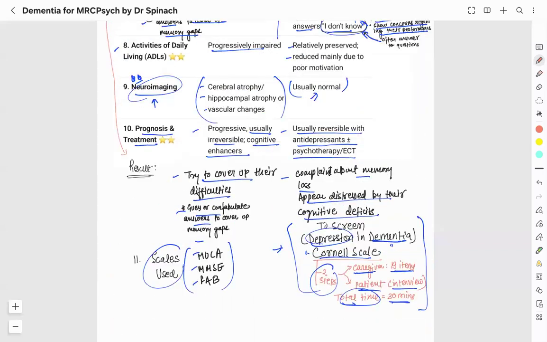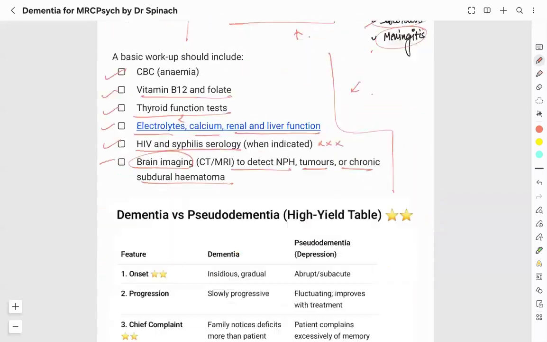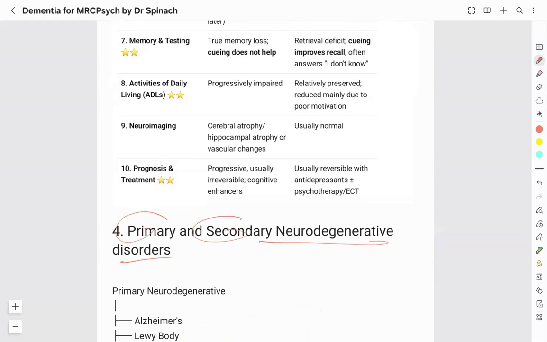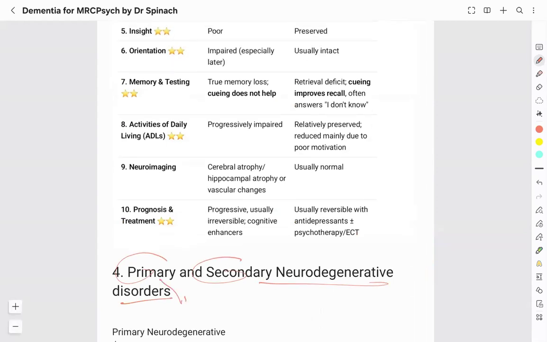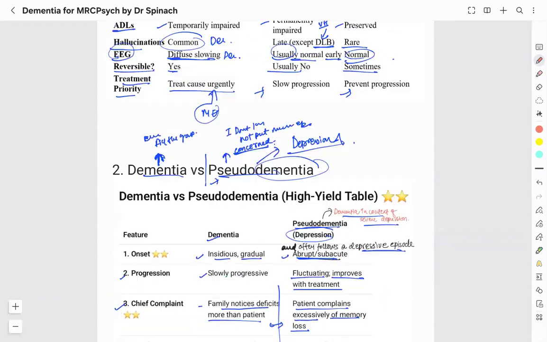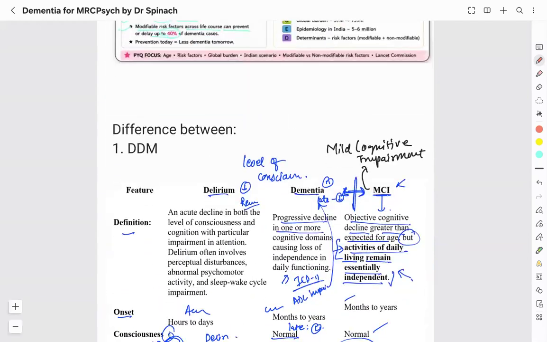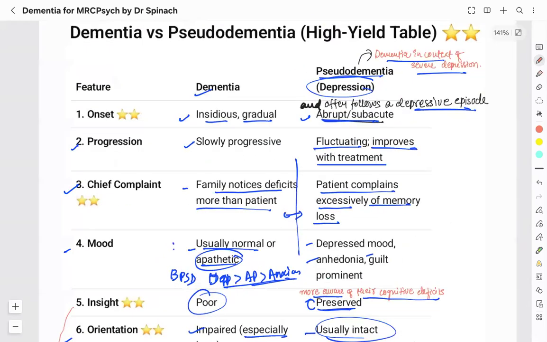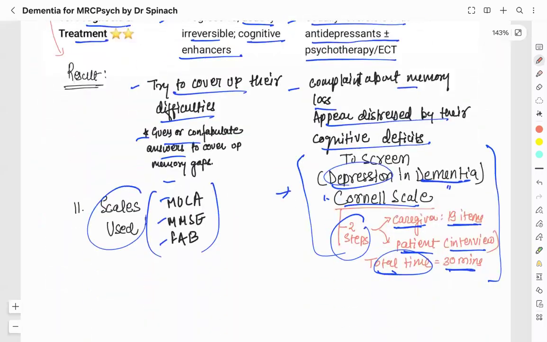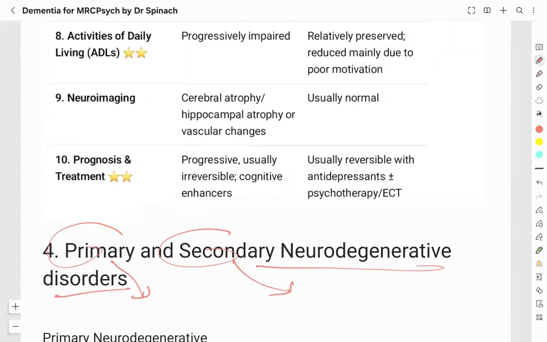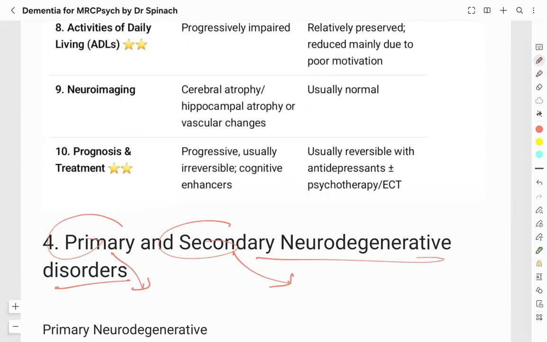Now, we already discussed dementia versus pseudodementia. I don't know why this table is here; I think I wrote it twice. Okay, so primary and secondary neurodegenerative disorders. What I have done here is first I have differentiated all types of dementia. First we went to delirium, dementia and mild cognitive impairment. Then we went on to see dementia and pseudodementia. Then reversible and irreversible dementia. And now we are looking at primary and secondary neurodegenerative disorders.